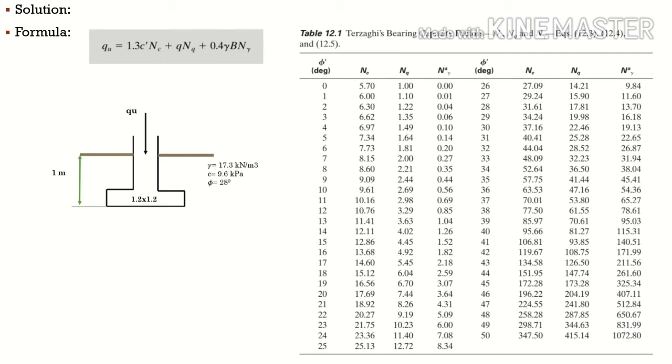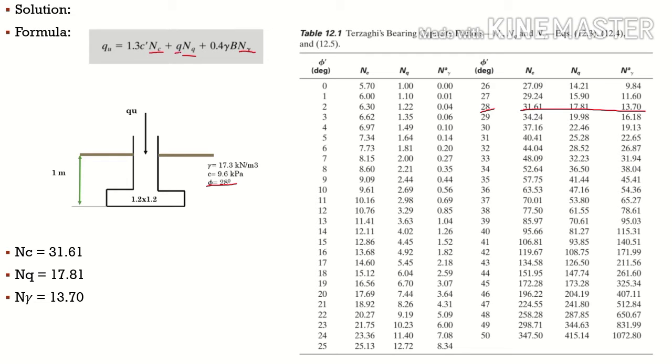The given angle of internal friction is 28. So, our Nc, Nq, and N gamma are these. Nc is equal to 31.61. Nq is 17.81. N gamma is equal to 13.70. So, we have the Nc, Nq, and N gamma.